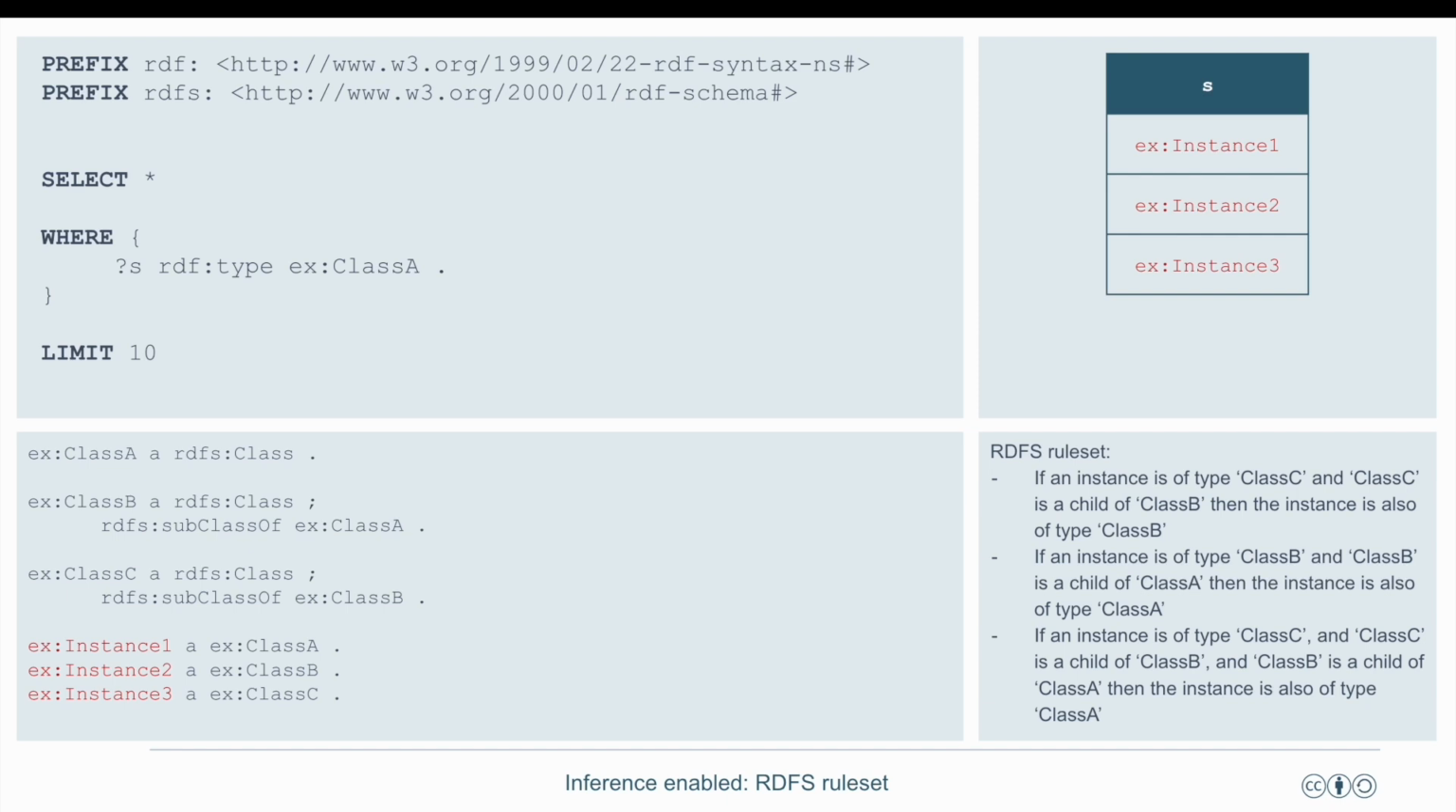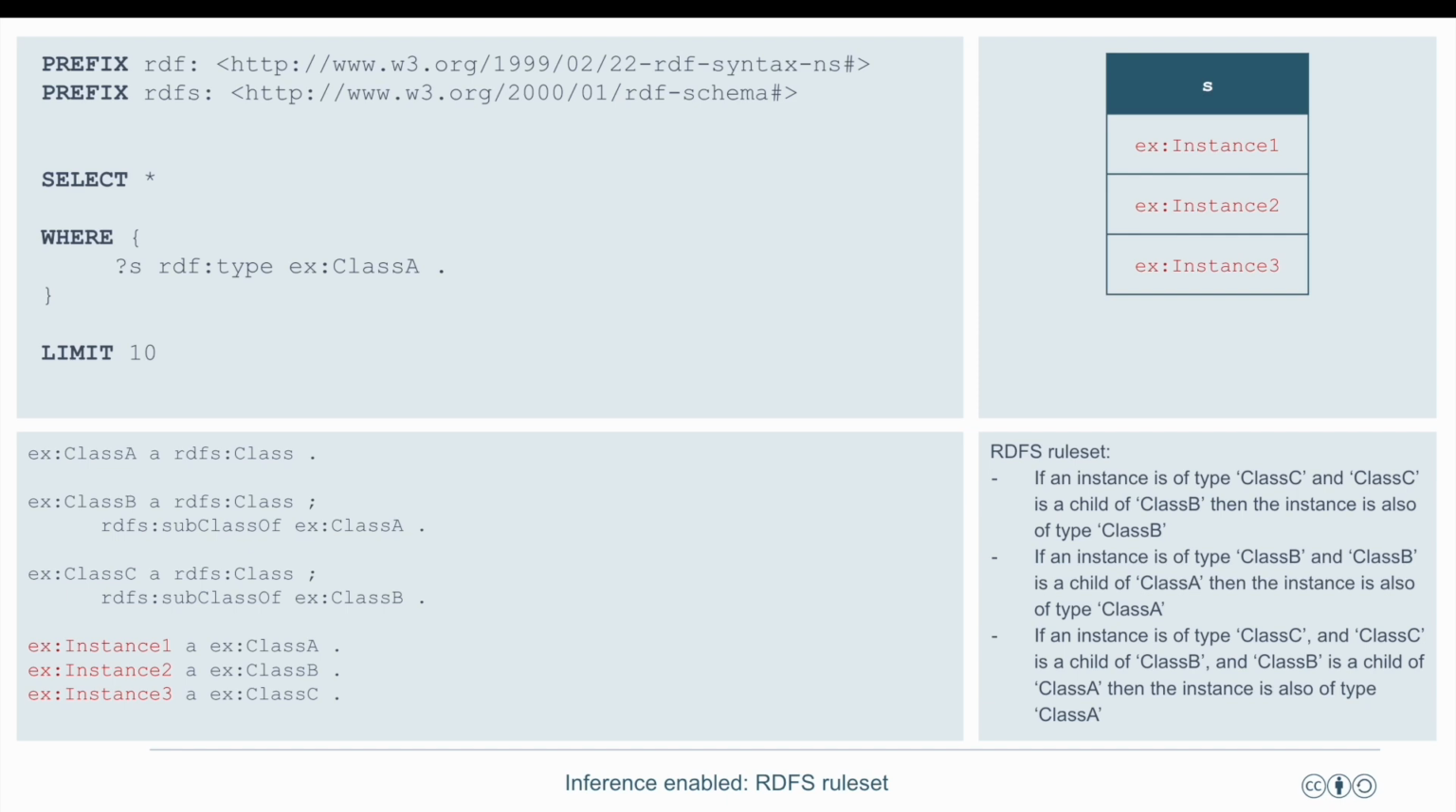And the RDFS rule set is basically defining that if an instance is of type class C and class C is a child of class B, then the instance is also of type class B. And similarly, if an instance is of type class B and class B is a child of class A, then the instance is also of type class A. And if an instance is of type class C and class C is a child of class B and class B is a child of class A, then the instance is also of type class A.